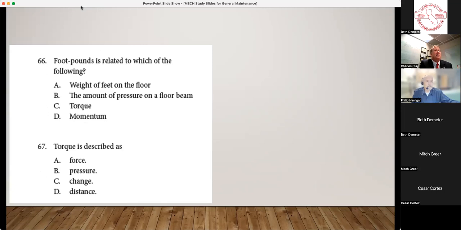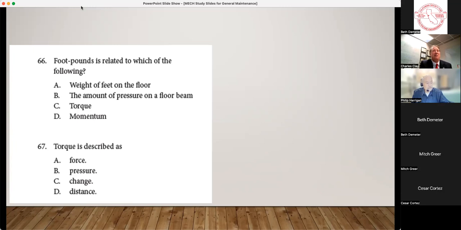Okay, 66. Foot-pounds is related to which of the following? Is it weight of feet on the floor? The amount of pressure on a board beam, torque, or moment. Okay. And I like when they follow up with one of the possibles as the next question. Torque is described as force, pressure, a change, or distance.